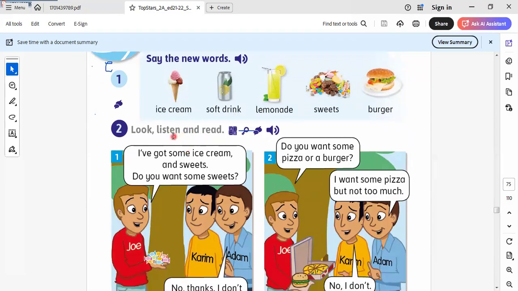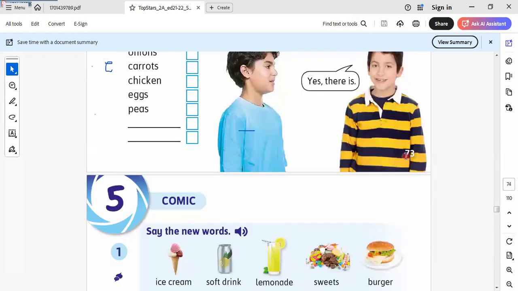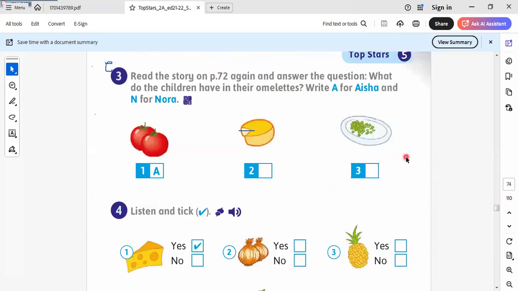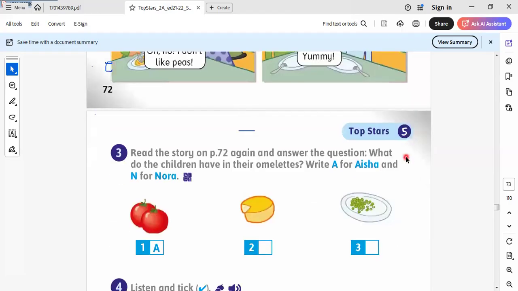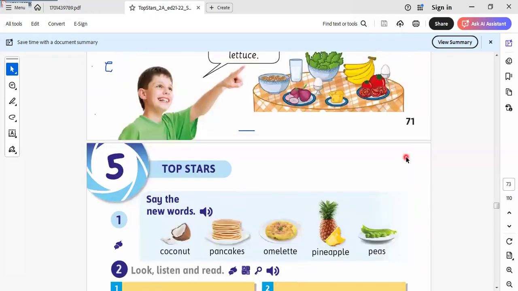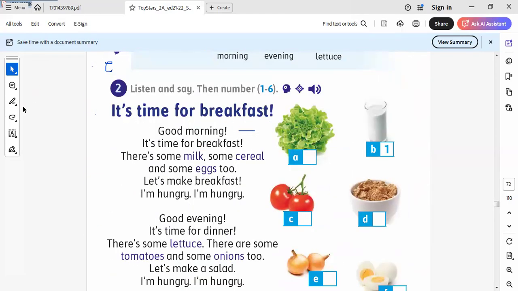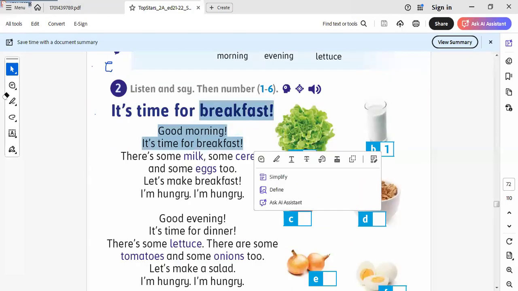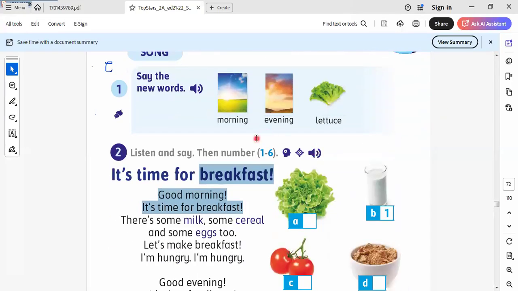Okay, let's continue the rest of our unit today. Here we say ice cream, soft drink, lemonade, sweets, and burger. So here I would like you to repeat with me the words that we take in this unit. We learned some vocab. I would like to remember with you again to note. In this unit we learn some vocab.